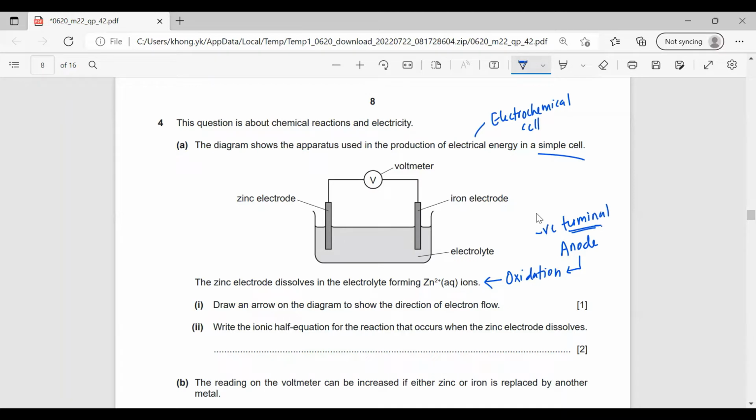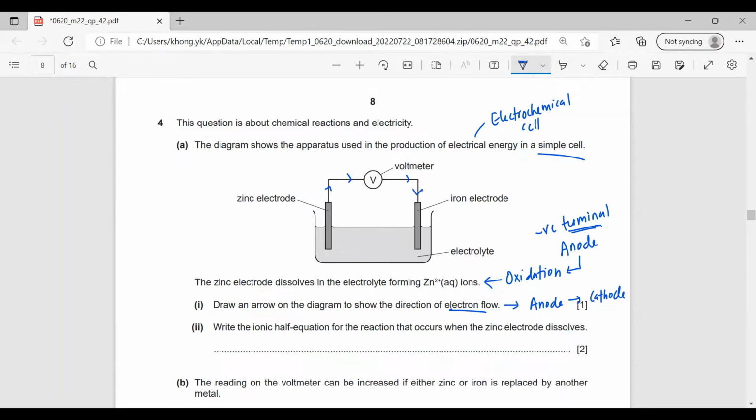Now, the first question: draw an arrow on the diagram to show the direction of the electron flow. You need to remember that electrons always flow from the anode to the cathode. So in this case, it will flow from the zinc electrode to the iron electrode.